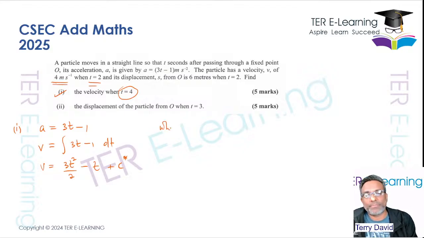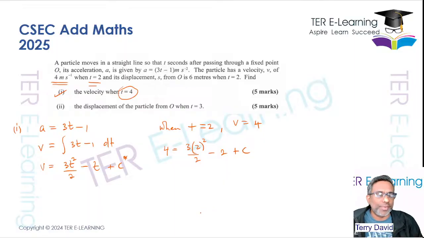We're going to say when t is equal to 2, your velocity is equal to 4. So we're just going to plug that information into this. So this is going to be 4 is equal to 3 multiplied by 2 squared, divided by 2, minus 2 plus c. Now this seems very trivial, but could you all work out c for me? I see students having trouble with this. Could you all work out the value of c for me?